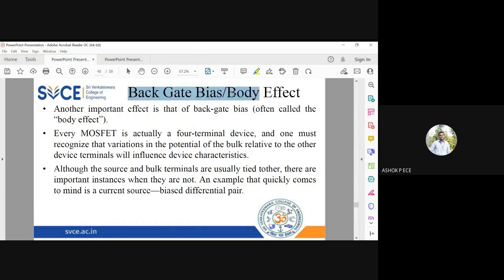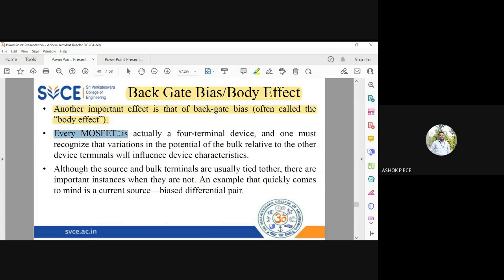So next one is backgate bias or body effect. Again, all these are small terms which are very important, but they don't have any mathematical significance, and they have to be considered while you design your MOSFET. So another important effect is going to be backgate bias, often called body effect.